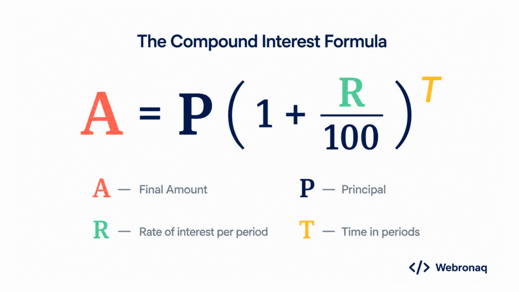The interesting part is the exponent. Raising that bracket to the power of T is what makes the growth compound. Each year multiplies the previous year's total, not just the original principal. That tiny exponent is doing all the heavy lifting. Now let us see how this turns into C++.